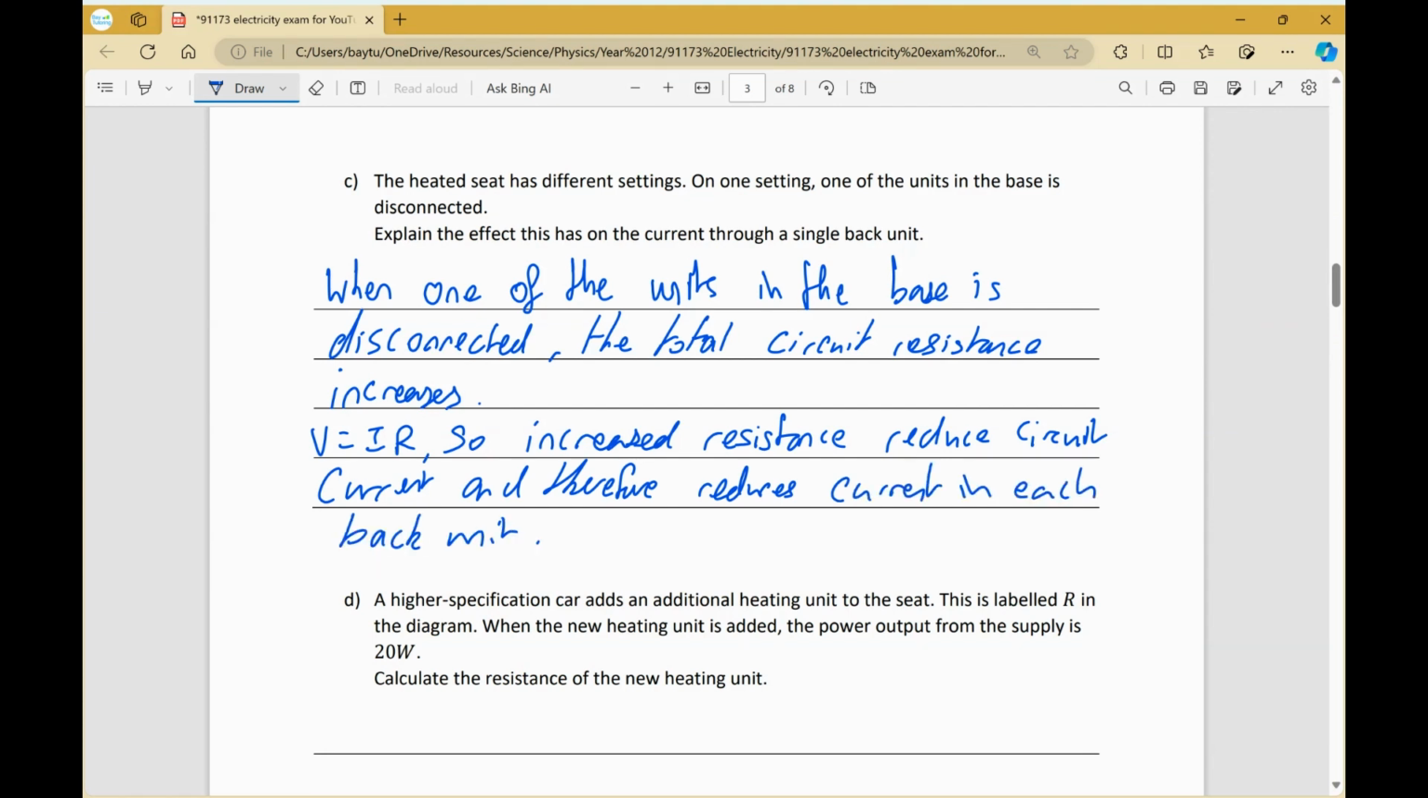Okay, so that is a merit question. For achieved, you have stated that total resistance increases and therefore the current through each back unit will decrease. For merit, correct answer with reasoning, and you have to make it clear the current in the back unit is referred to. So you must state specifically not just the total circuit current, but through a back unit. And that is a merit.